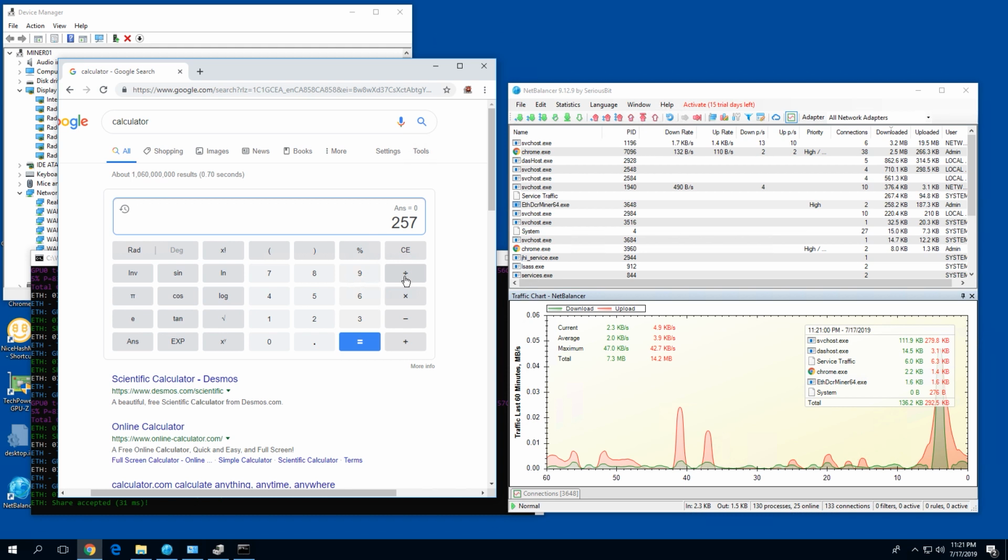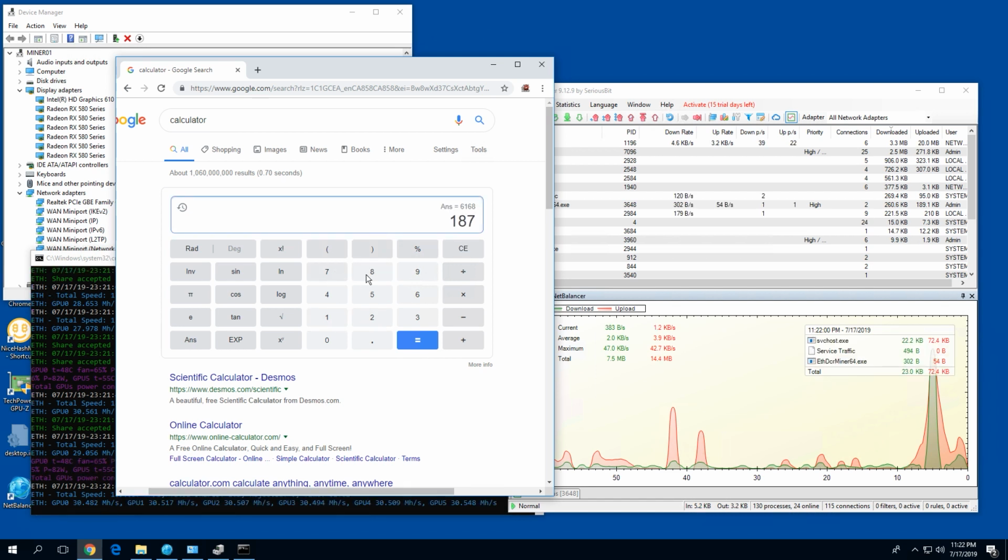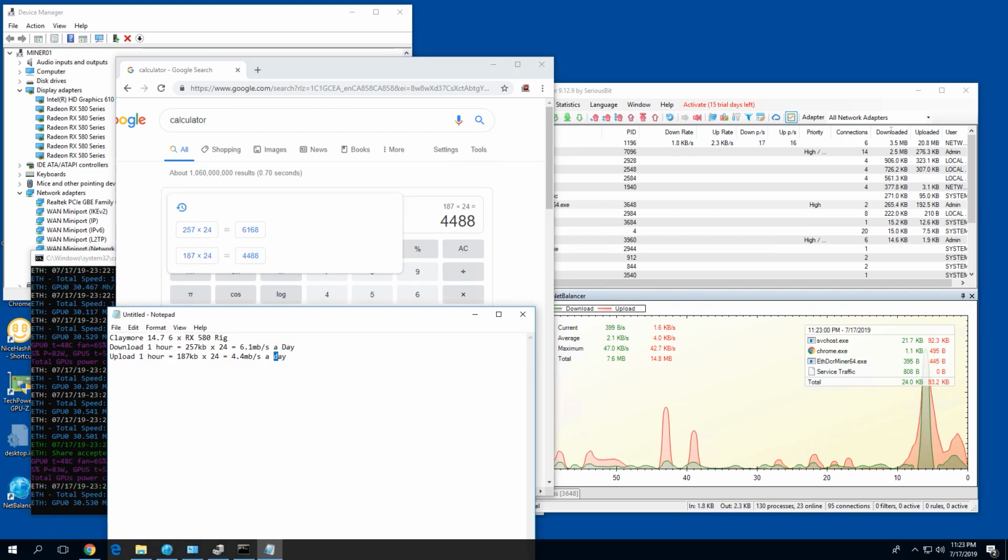This is kilobytes, and in a megabyte there are 1,000 kilobytes, okay? This is in 1 hour, so we're going to do times 24, and that will equal 6,168 kilobytes, which in megabytes would be 6.1 megabytes. So theoretically, in 1 day, this mining rig would download about 6 megabytes a day. As for the upload, we said 187, so 187 times 24 hours would be about 4.4 megabytes. So it would use an upload bandwidth of 4.4 megabytes a day. So there you guys go, you can see the total bandwidth usage of Claymore Miner.